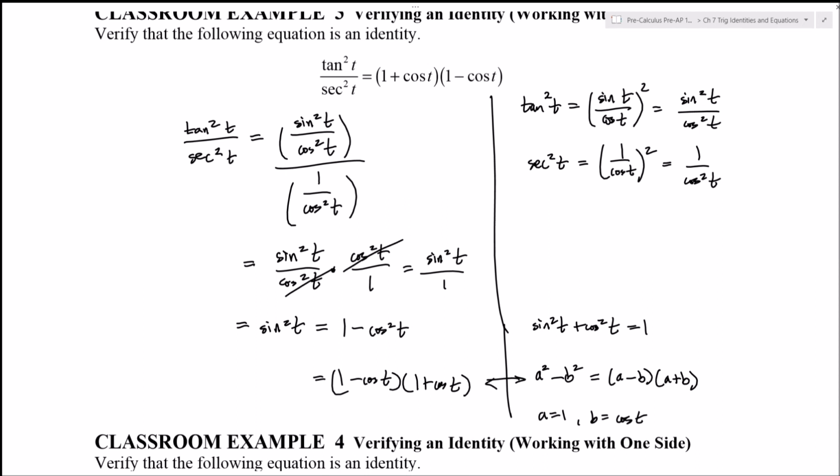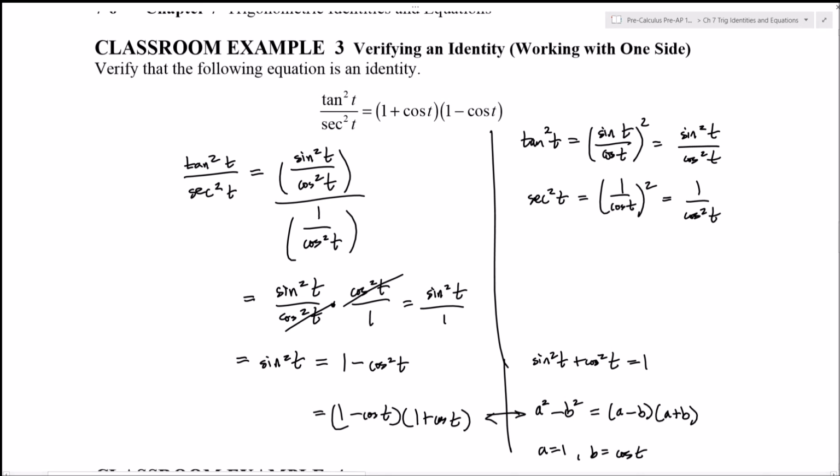Now you notice it's not the exact same order. 1 plus cosine's first. That doesn't matter, the order in which you multiply those two, but we get exactly those two factors, 1 plus then the 1 minus. So it's exactly what we wanted. I'll go ahead and put a check mark on that.